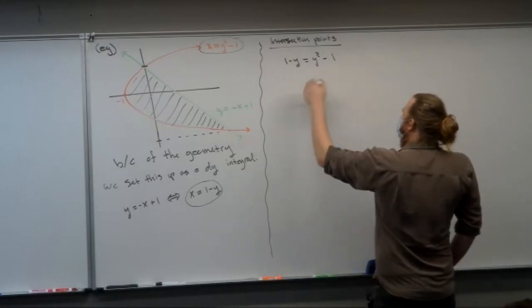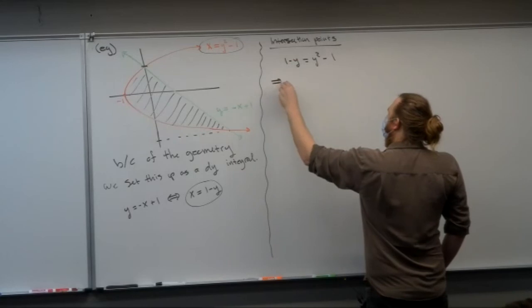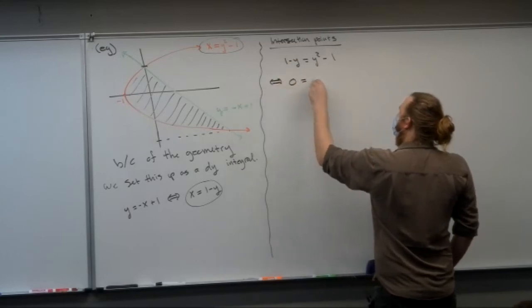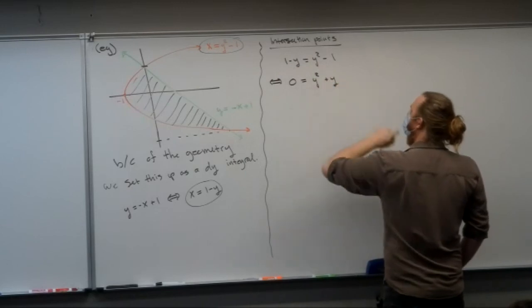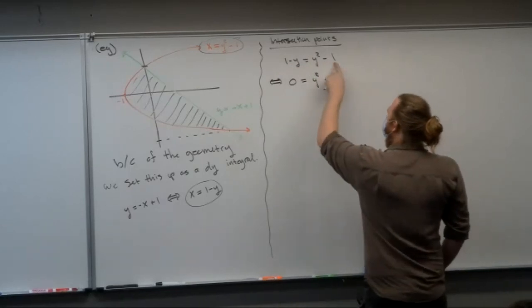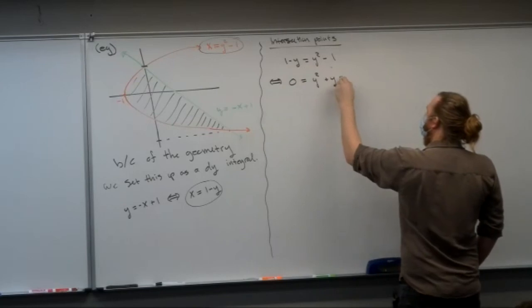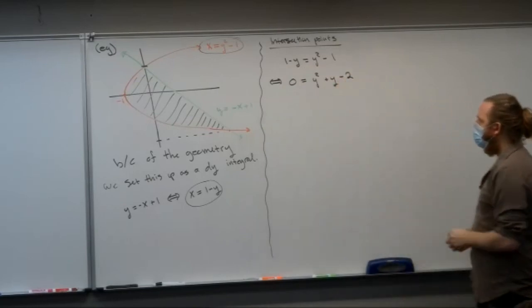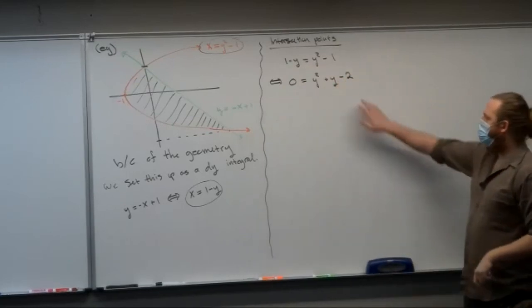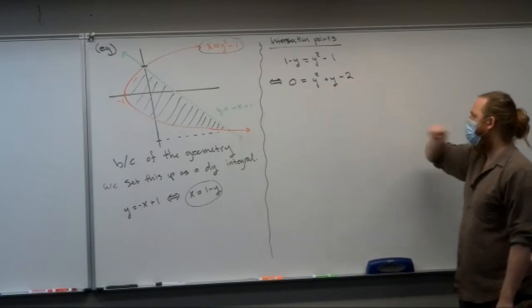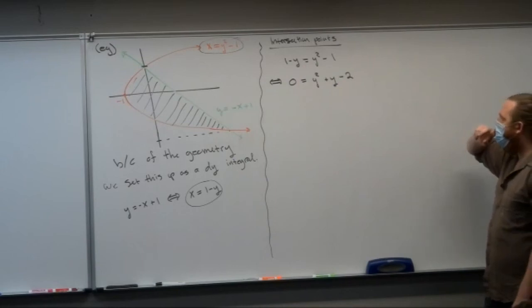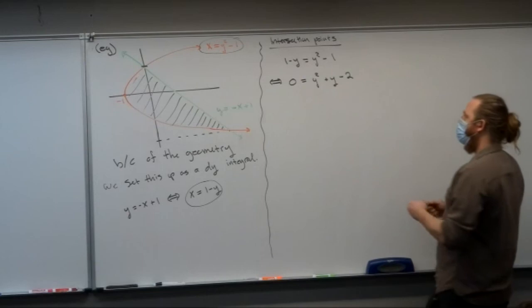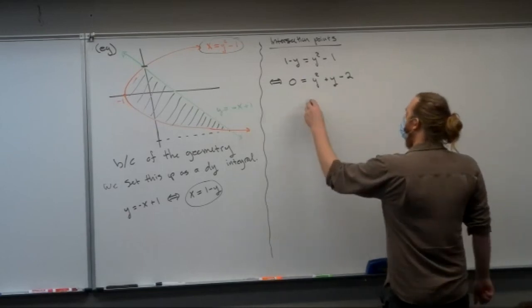If I bring these terms over here, this is the same as saying 0 is equal to y squared plus y, and then minus 1 is going to be minus 2. And we can see if that factors. Do we have two numbers whose product is -2 and whose sum is +1? 2 and -1? Yeah. All right, well, we lucked out.